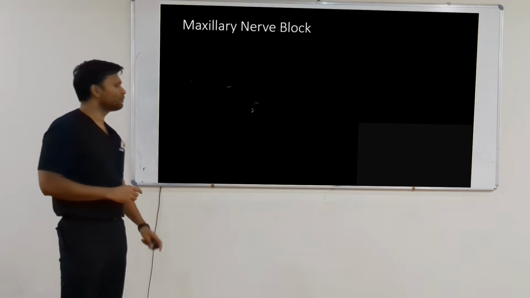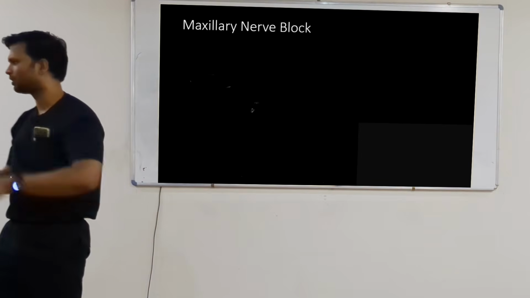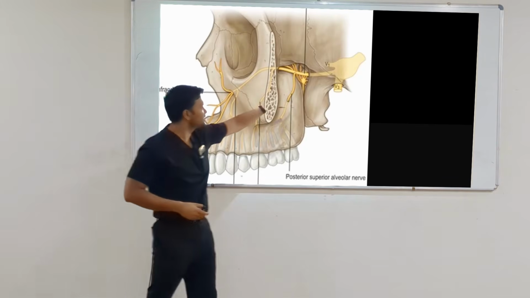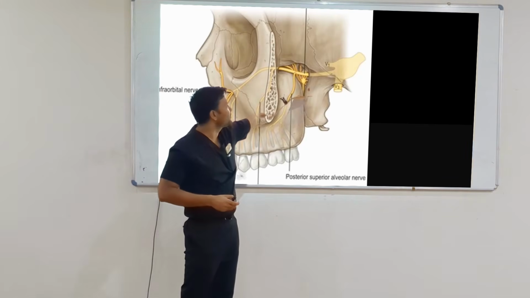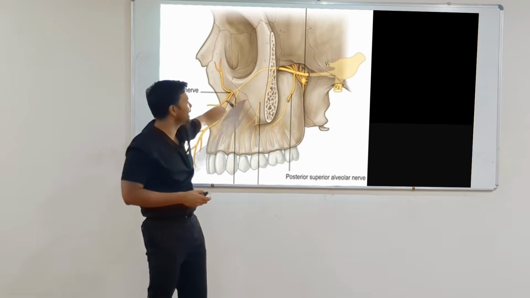Okay. Now we come to the maxillary nerve block, which we have been showing so far. The alternative is the maxillary nerve block. I'm going to run through it quite rapidly. Now, can you see this? This is the pterygopalatine fossa. In that, we have the maxillary nerve, which gives the branches, that is the infraorbital nerve and the PSA.